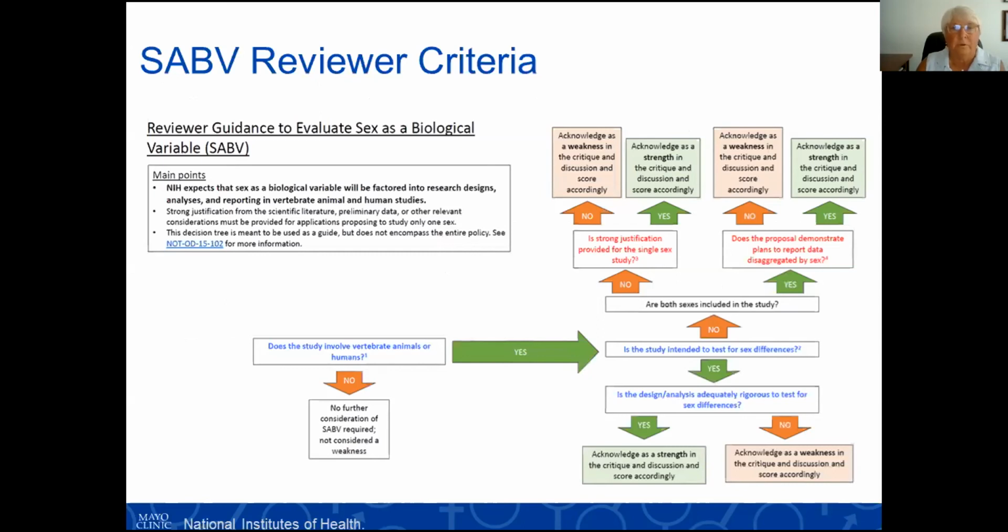This is what you were typically given when you were on a study section in terms of how to consider sex as a biological variable in the grants that you are reviewing. So every reviewer gets this in their packet of material when the grants arrive in your link, and it provides you what kind of consideration needs to be acknowledged in terms of the strength of the justification of the studies and whether it's considered a major weakness or a strength.